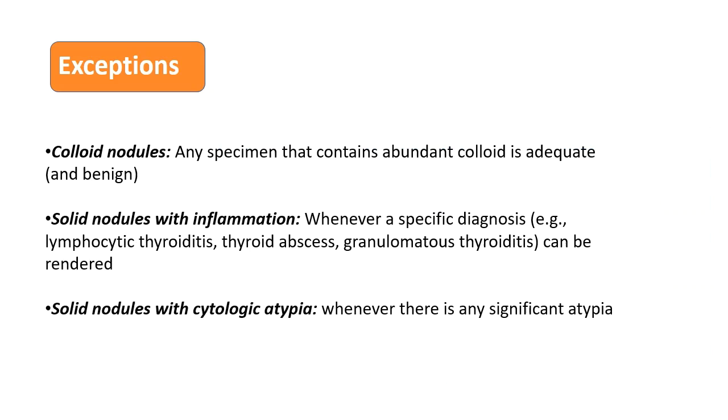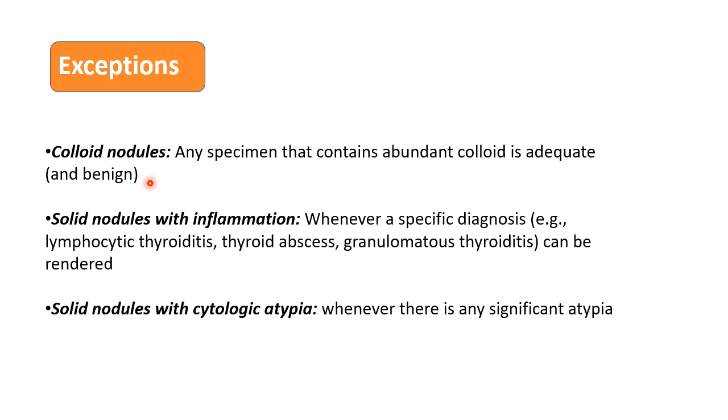There are some exceptions to the diagnostic criteria which we are talking about. For example, in colloid nodules, any specimen that contains abundant colloid is adequate and benign. So in a colloid nodule, you can have abundant colloid, no follicular epithelial cells. In that case, the minimum criteria for follicular epithelial cells is not required, the specimen is adequate, and you can mention it is an adequate smear, benign, colloid nodule.